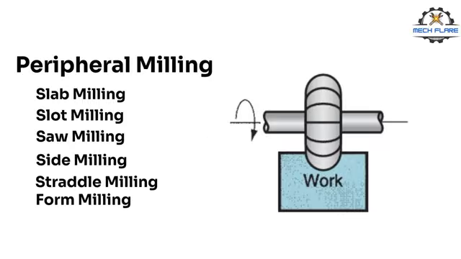Form milling. In form milling, the milling teeth have a special profile that determines the shape of the slot that is cut in the workpiece. Form milling is therefore classified as a forming operation.